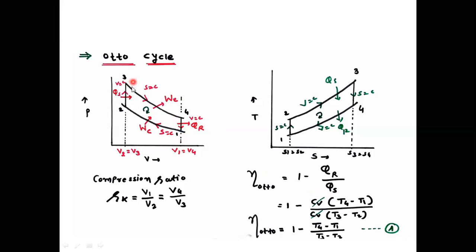QS, where is QS? During process 2 to 3. It's again an isochoric process. So that can be calculated by Cv dT, which temperature range? T3 minus T2. So air standard efficiency of the Otto cycle is equal to 1 minus Cv (T4 minus T1) divided by Cv (T3 minus T2). So Cv gets cancelled. So the equation reduces to eta Otto is equal to 1 minus (T4 minus T1) divided by (T3 minus T2). Say equation A.